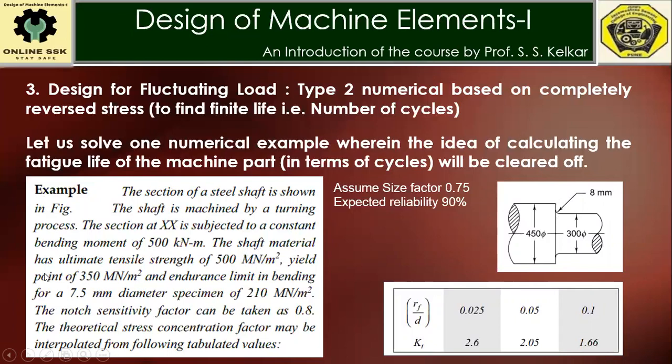The shaft material has ultimate tensile strength SUT specified as 500. Yield point strength is specified as 350, which is not required. It is surplus data, additional data they have specified. Endurance limit in bending for a 7.5 millimeter diameter specimen is 210 mega Newton per meter square. What is this? I shall be discussing in a short while.